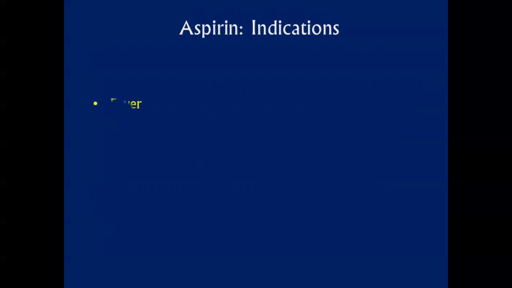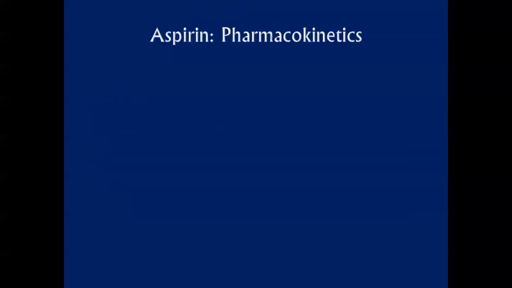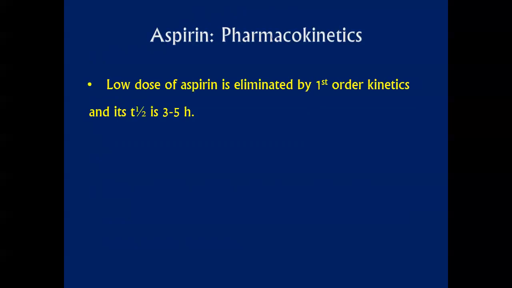Indications, understandable. You can anticipate fever, pains associated with inflammation, antiplatelet, very low dose to prevent transient ischemic attacks and MI, myocardial infarction. Pharmacokinetics is very interesting. Low dose of aspirin is eliminated by first order kinetics and its half-life is 3 to 5 hours. What is first order kinetics?